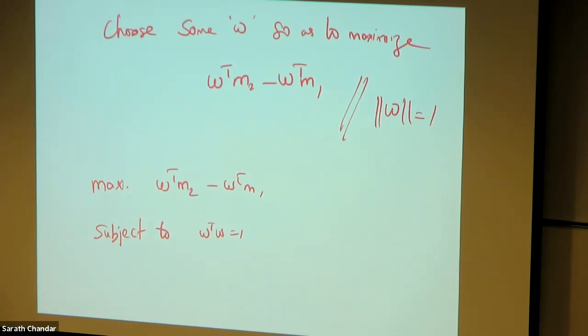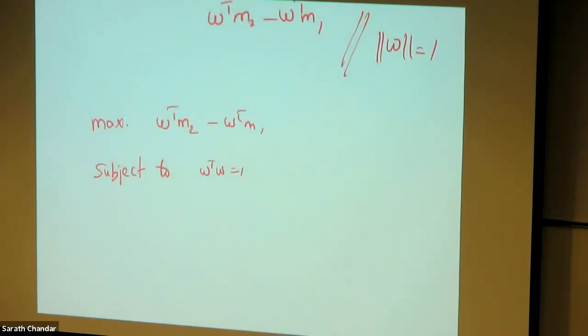Now, we have already seen how to solve constraint optimization problems like in SVMs and other places, right? So I can take a Lagrangian formulation for this, differentiate it to 0, and I'll get a solution. So I'm going to come up with the Lagrangian formulation here, which is basically W transpose M2 minus W transpose M1 plus lambda times W transpose W minus 1. I took the constraint, which is W transpose W is equal to 1, so it becomes W transpose W minus 1 is equal to 0. I add a lambda, which is my Lagrangian multiplier, right?